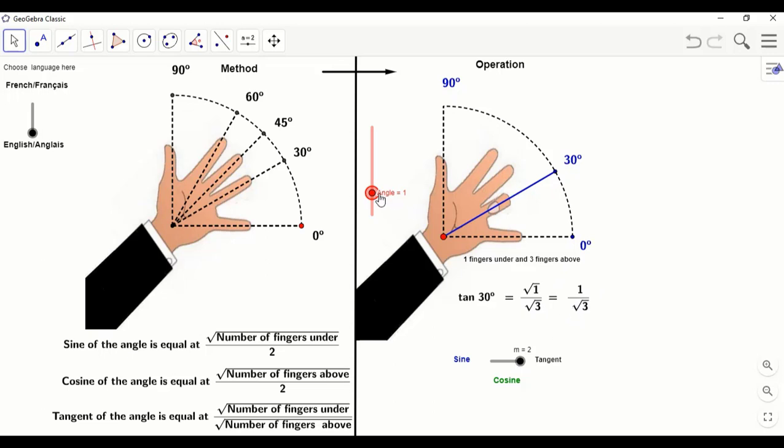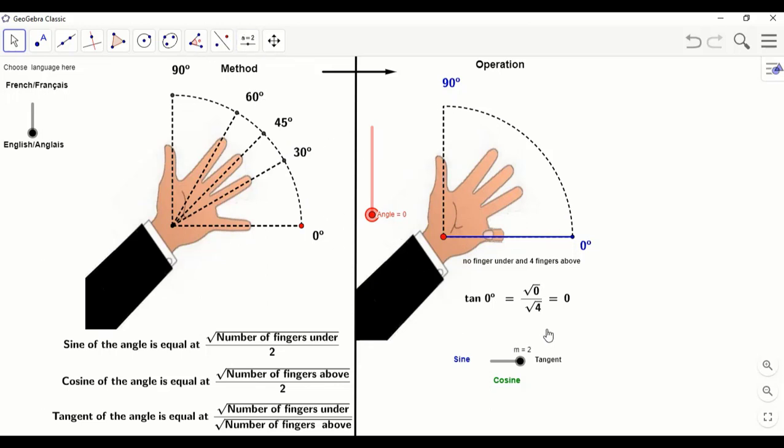Then finally for tan 0, if you check it again, there are no fingers under, so square root 0. Then how many fingers are above? There are 4, 1, 2, 3, 4. So square root of 4. So 0 divided by square root of 4 will give you 0. So tan 0 is 0. So this is how you can use this applet to find the trigonometric ratios of special angles.